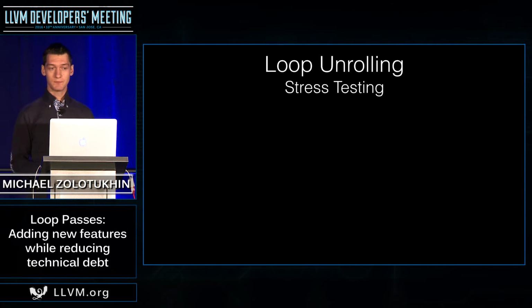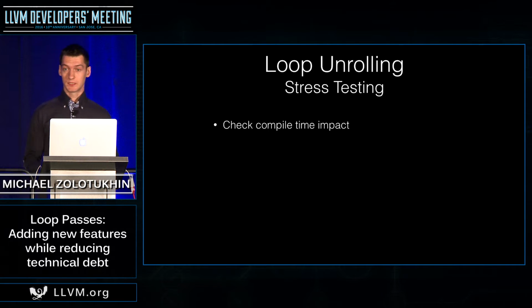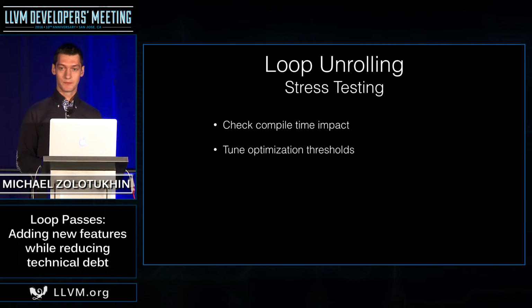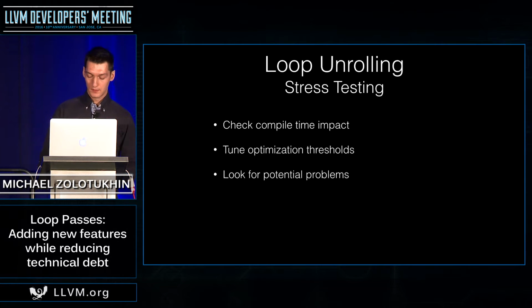So we took all of them and iterated through a wide range of possible values, measuring compile time and performance for each case. We wanted to see which compile time impact it has, and also find the best values for these thresholds. That is to tune our optimization. But along with these goals, we also had one more important target in mind. We also wanted to find potential problems in our and other passes.